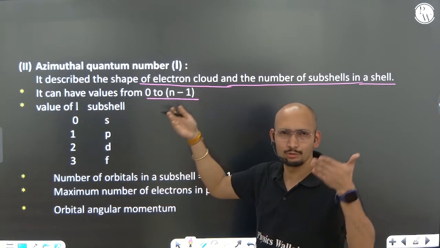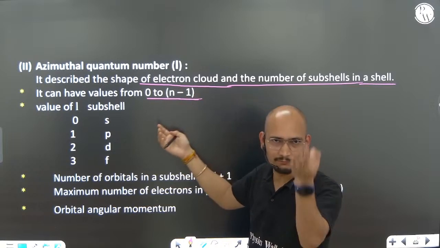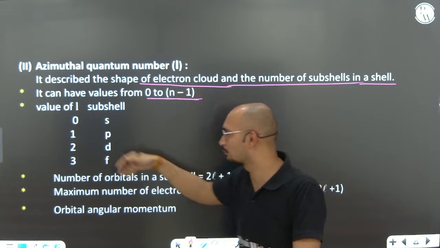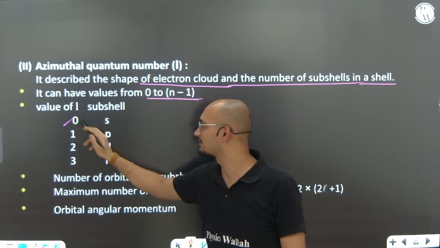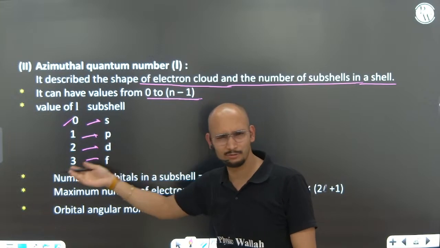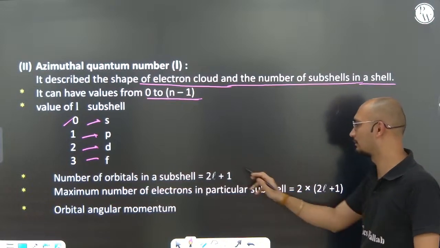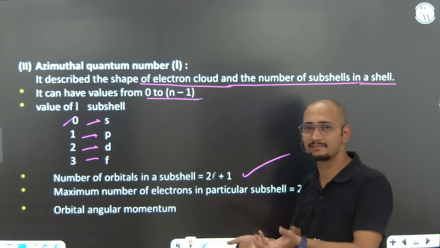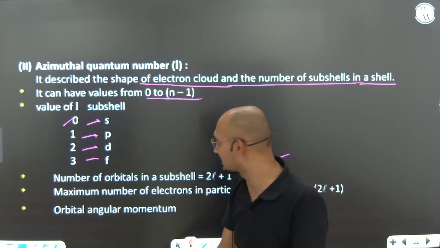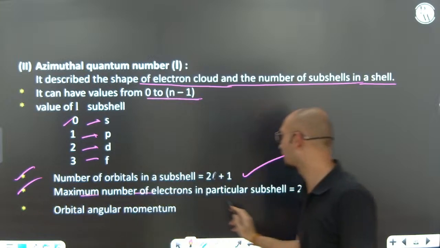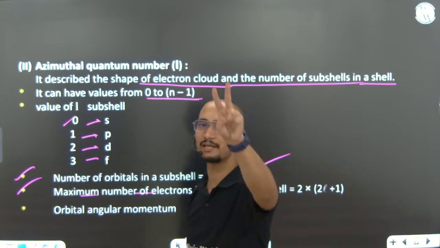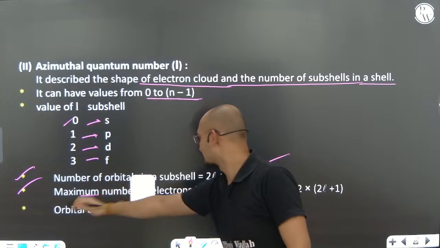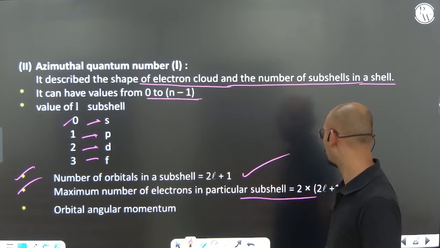Let's say n equals 1, so it will have 0 to 0, meaning the l value can only be 0. If it is 2, then 0 to 1, meaning 0 and 1. If it is 3, then 0 to 2. I hope you understand. So values of l and subshells: if it is 0, then it will be s, 1 is p, 2 is d, 3 is f. The number of orbitals in the subshell will be 2l plus 1. What are orbitals? Those places in the subshells where the electrons can be are called orbitals. Maximum number of electrons: in one orbital, how many electrons can there be? 2, by Pauli's exclusion principle, and those two will have opposite spins, right? So per subshell it will be 2 into (2l plus 1).